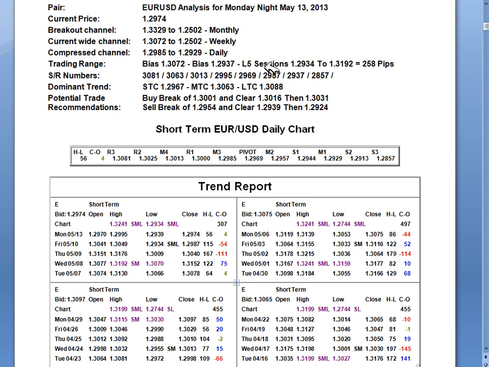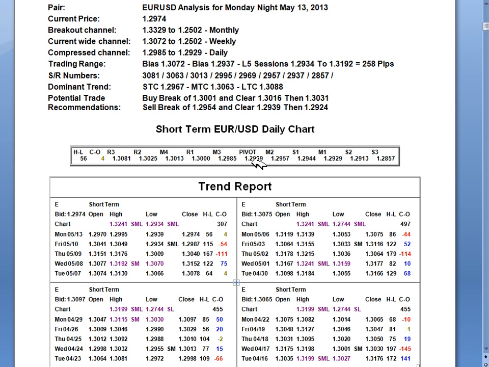We cover what's happened the last 5 sessions, and these are our current support and resistance numbers that are updated every 24 hours. The dominant trend has to do with the short-term daily, mid-term weekly, and long-term monthly charts, and these are the 50% areas that add even more credence in getting a confluence of events.